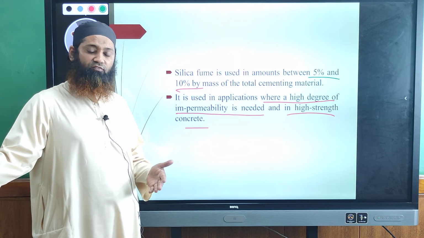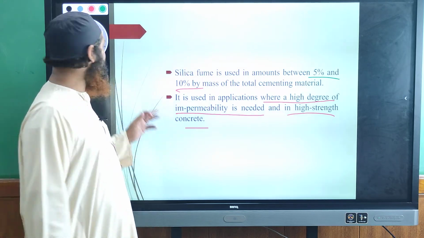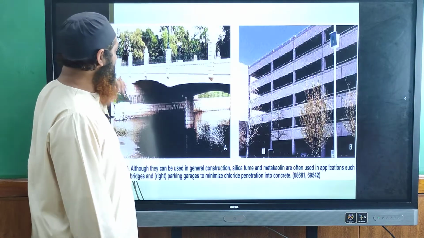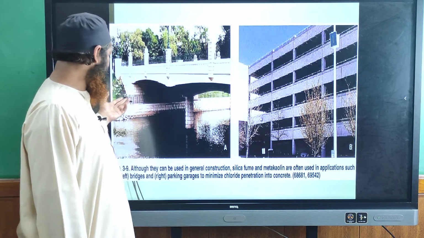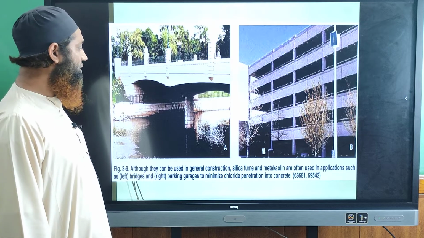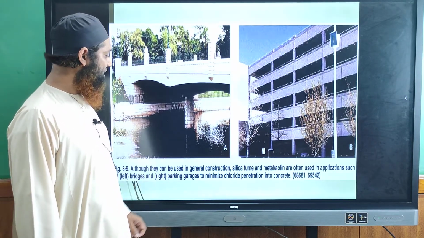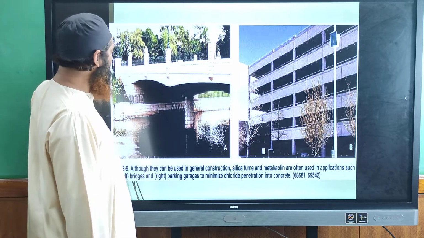With mixing of silica fume in the concrete, high strength is also achieved. So these are the advantages of silica fume. You can see here where it is used. Although they can be used in general construction, silica fume and metakaolin are often used in applications such as bridges and parking garages to minimize chloride penetration into concrete.